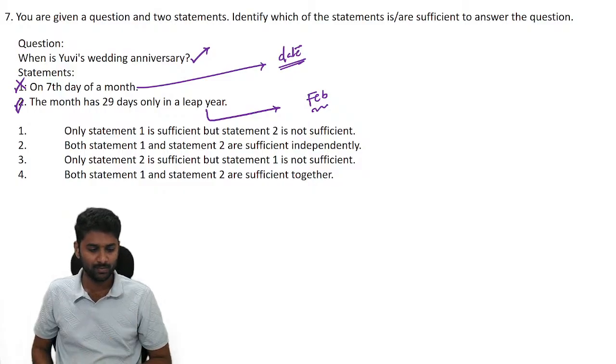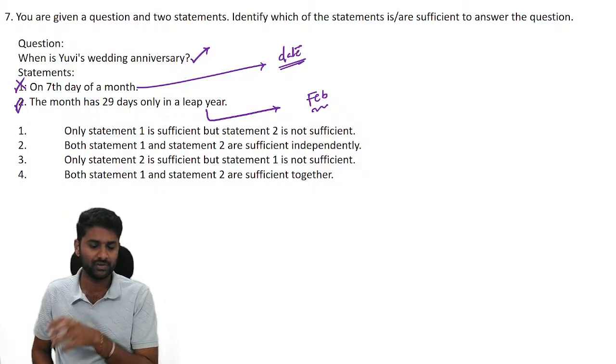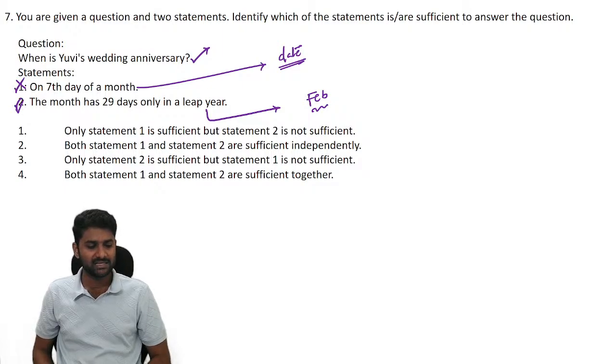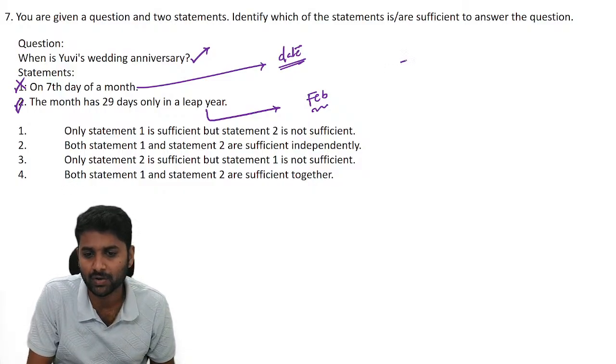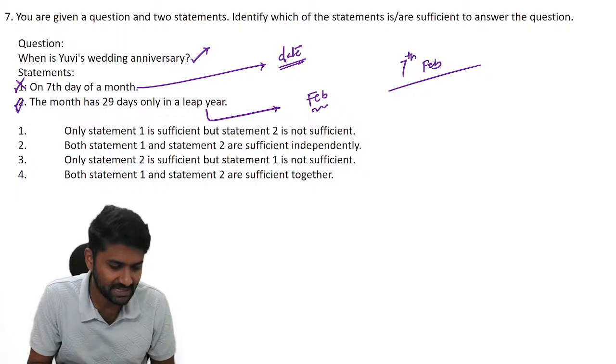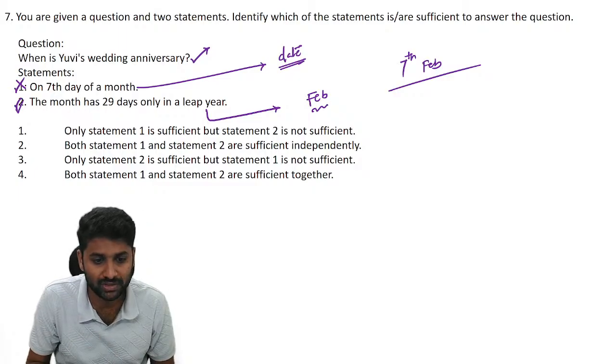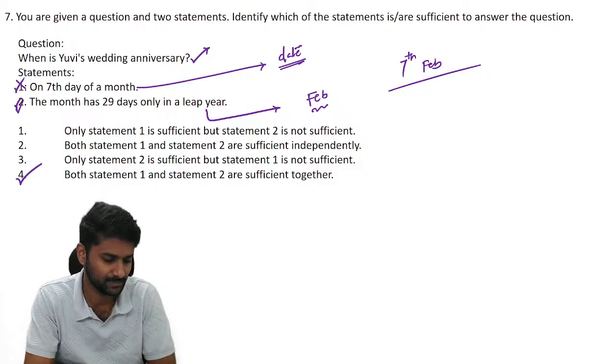In statement number 1, we have date information, but we don't know which month it is. In statement number 2, we don't know the date, but we know the month information. By combining statements 1 and 2, we can conclude that the date is 7th February. So statements 1 and 2 both are required to solve this question. That's why option number 4 is the correct answer.